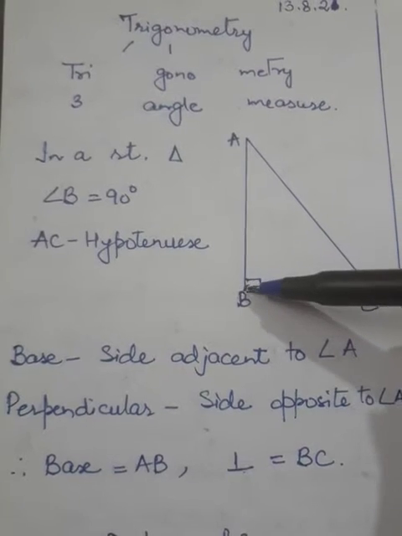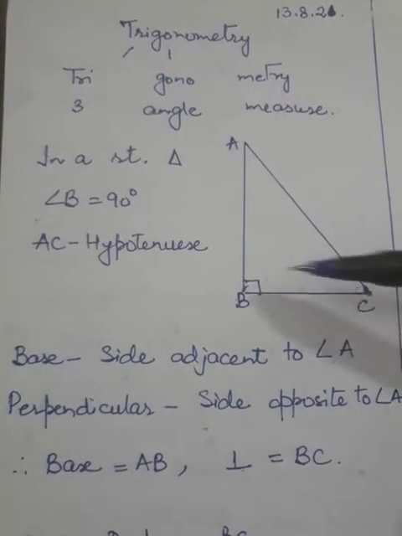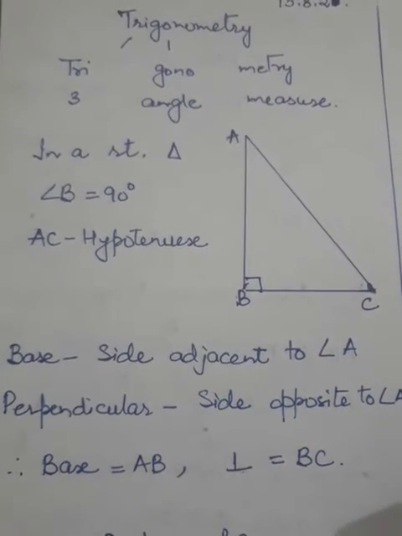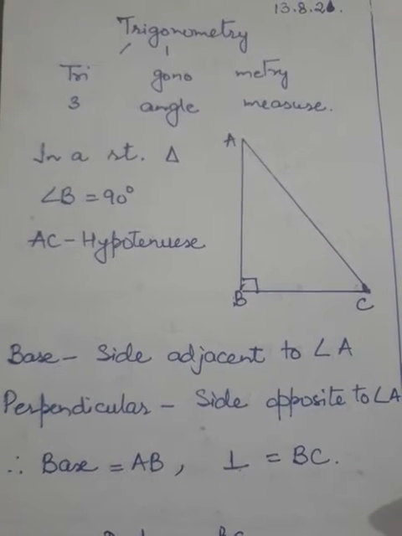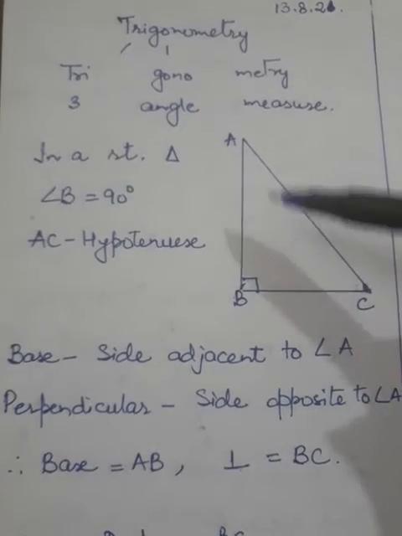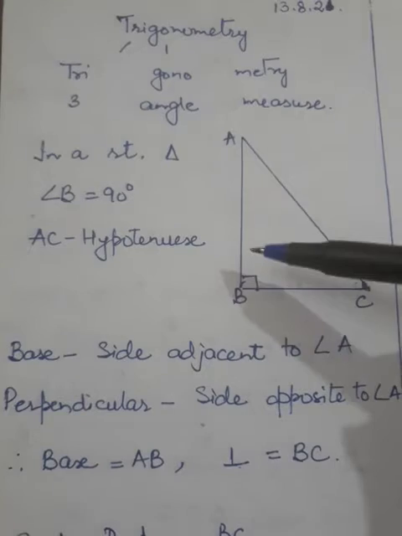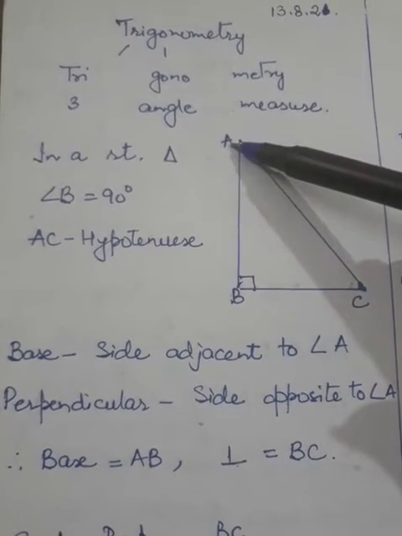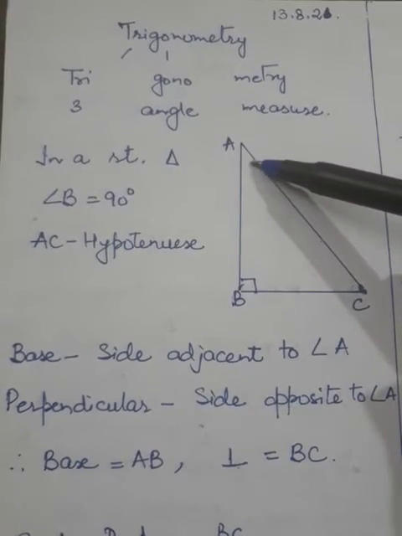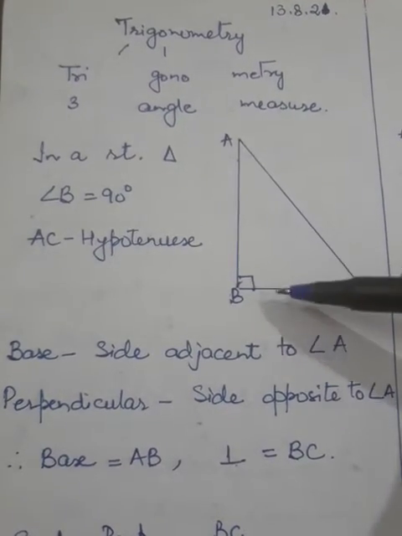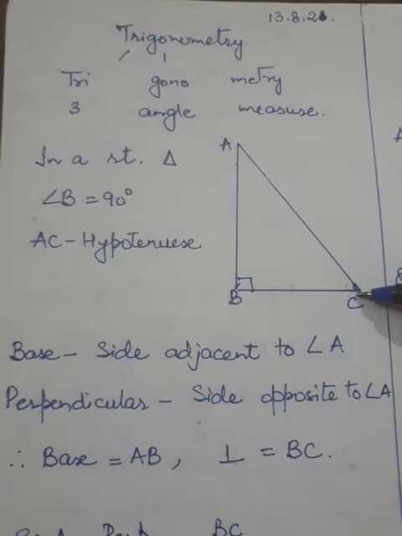Earlier we used to define BC as the base and AB as the height or altitude. But now it will all depend upon the angle which we are considering. Suppose we are taking angle C, then BC is the base and AB is the altitude. But if we are taking angle A, then the base is AB and the perpendicular is BC.